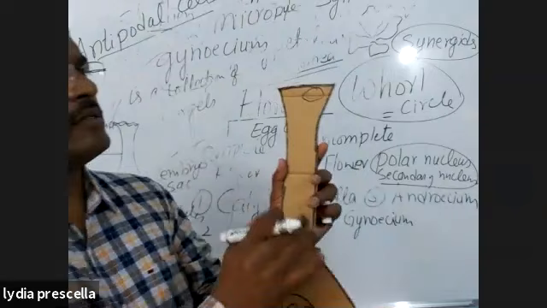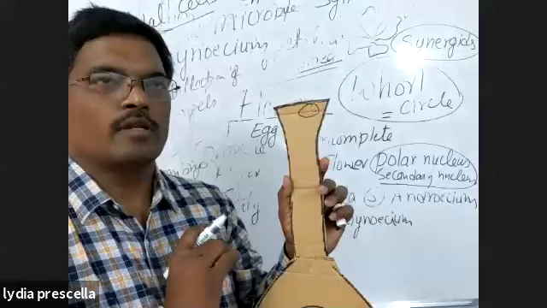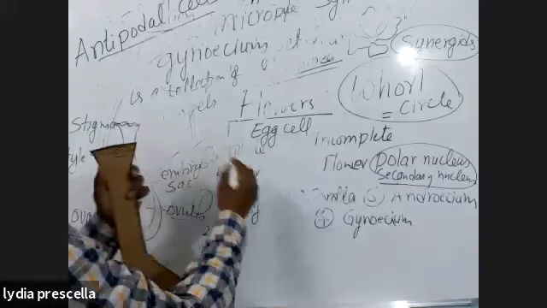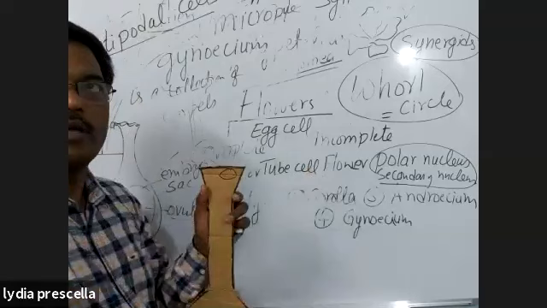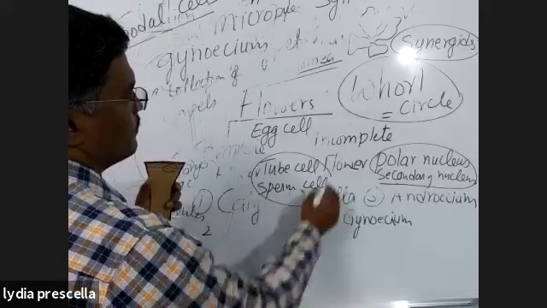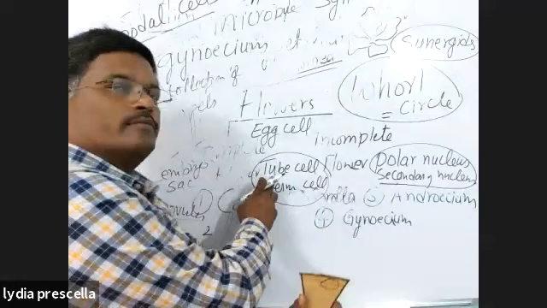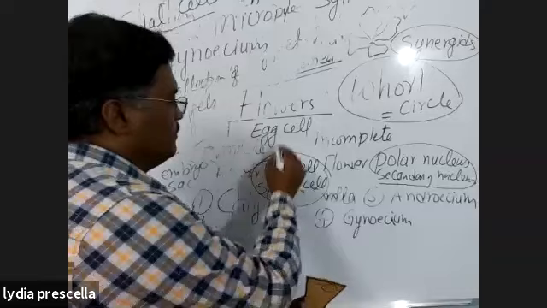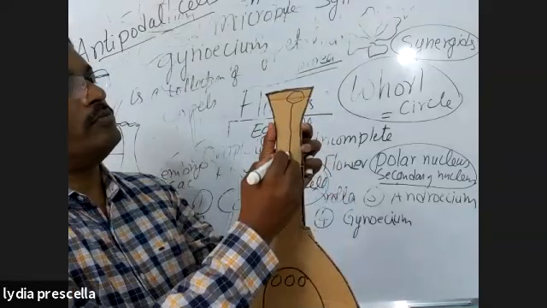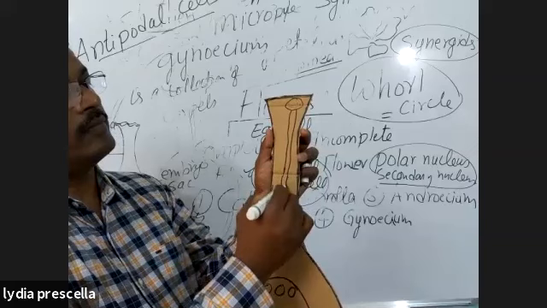Inside the pollen grain, there are two cells. Two male cells. One is called tube cell, and the other is called sperm cell. A pollen grain has two cells. Number one is tube cell. Number two is sperm cell. The tube cell produces a long tube like this. See, there is a long tube like this. And the sperm cell is traveling inside that. This is the sperm cell.